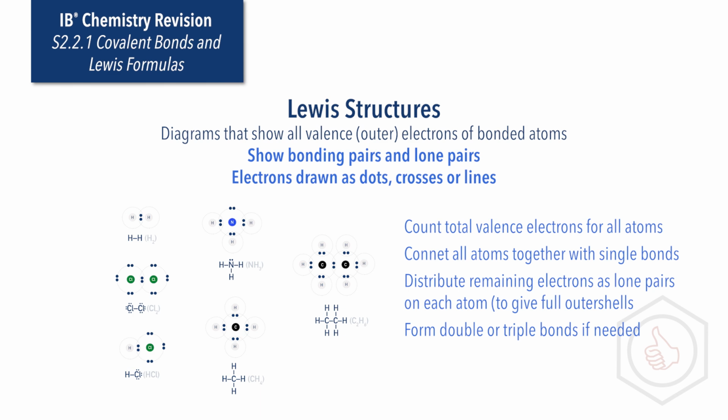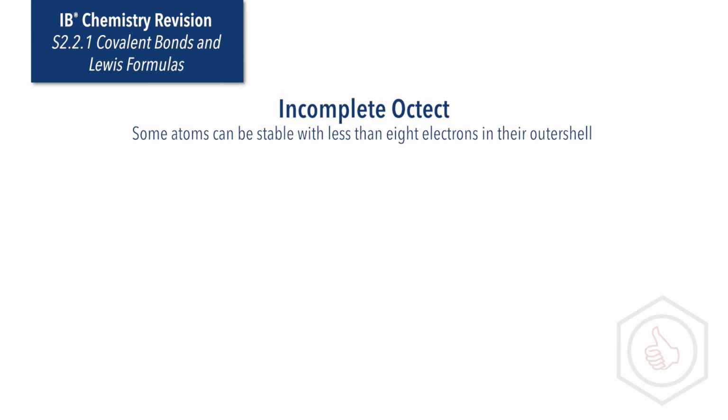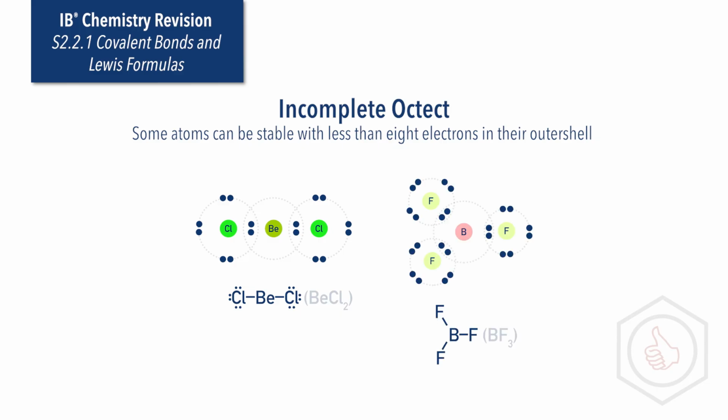Some atoms can be stable with less than 8 electrons. For example, beryllium in beryllium chloride, BeCl2, forms 2 covalent bonds, given a total of 4 outer electrons. The boron in BF3 forms 3 bonds, given a total of 6 outer electrons. These are exceptions to the octet rule that you should recognize and be comfortable with.